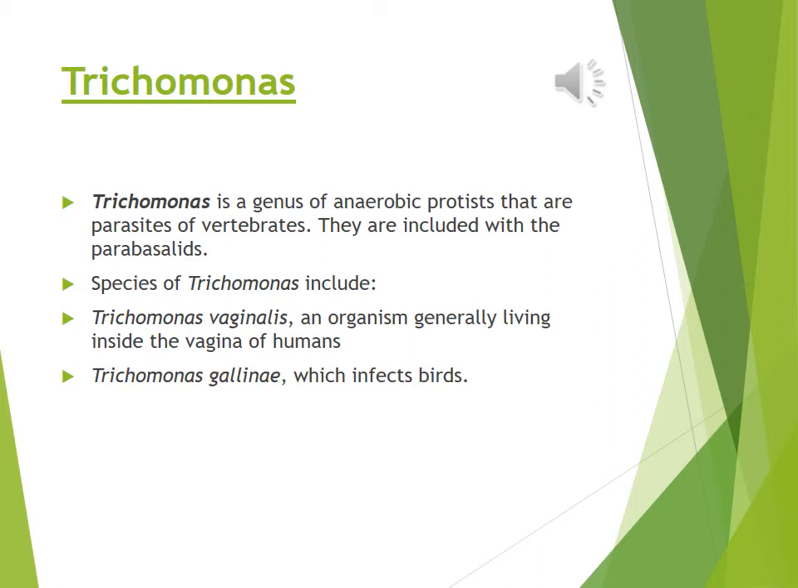Next one that we are going to study is Trichomonas. Trichomonas is a genus of anaerobic protists that are parasites of vertebrates. So they are basically anaerobic in nature. They are parasites which live inside the vertebrates. Species of Trichomonas include Trichomonas vaginalis, an organism generally living inside the vagina of humans, and Trichomonas gallinae, which infects the birds.